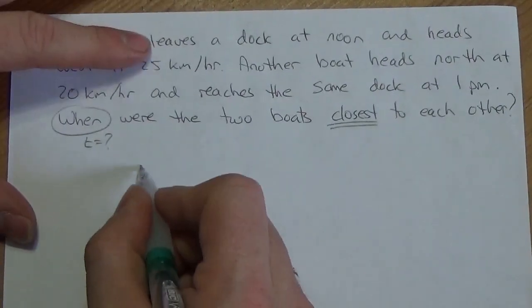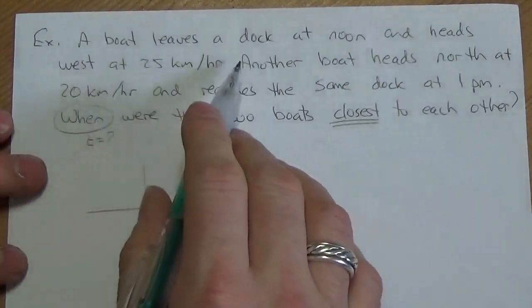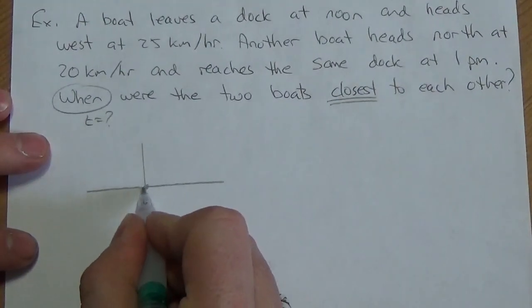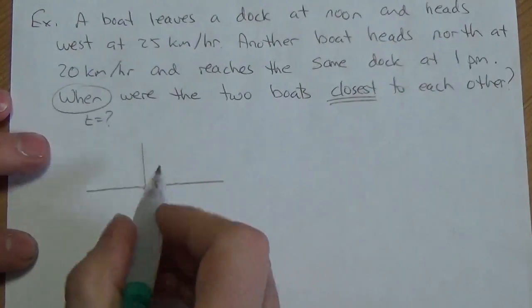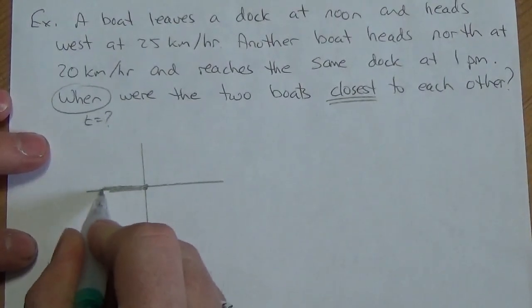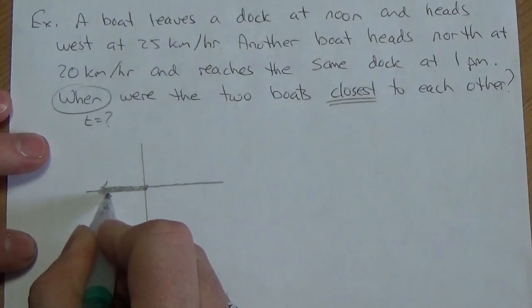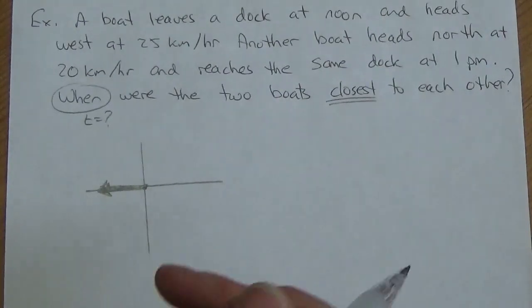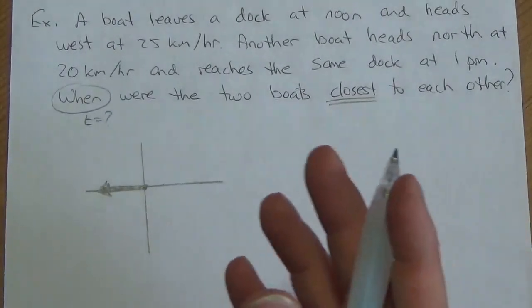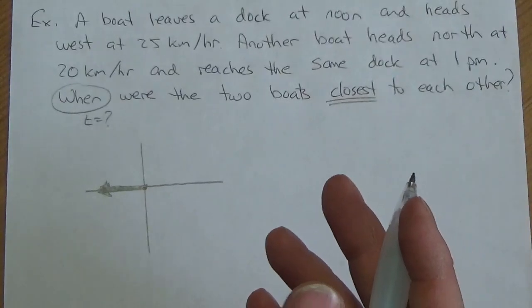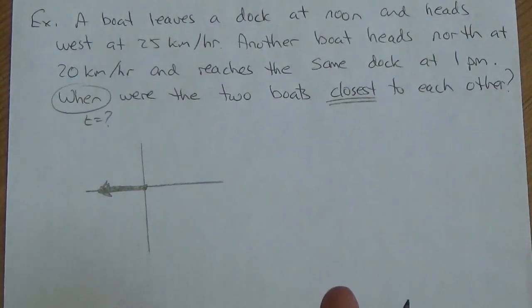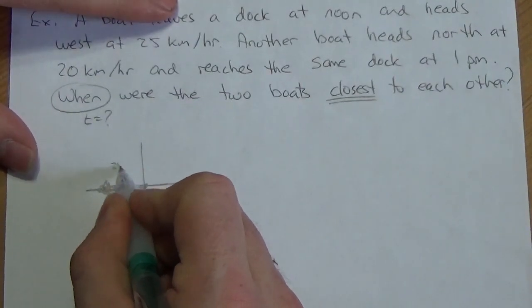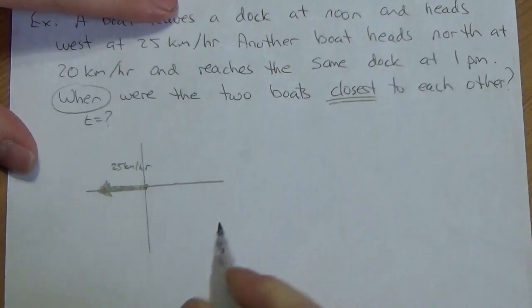So let's just draw this out here. The first boat leaves the dock at noon and heads west. Based on this right here, that's this way. I've seen so many students swap the west and the east. Just bear in mind what that means. Not that that would have really affected the question here, but it does look a little bit goofy when it says go west and you start drawing it to the east. So this boat here is going 25 kilometers per hour.